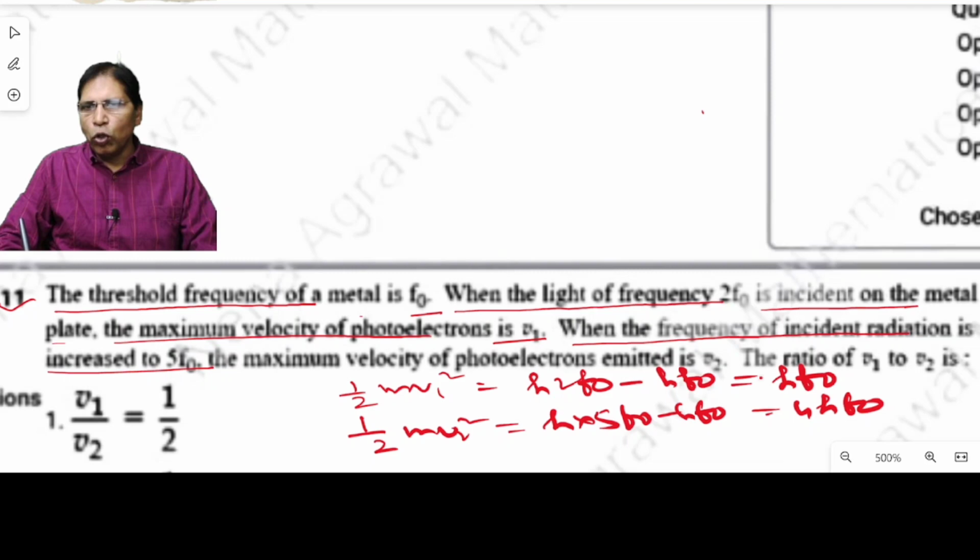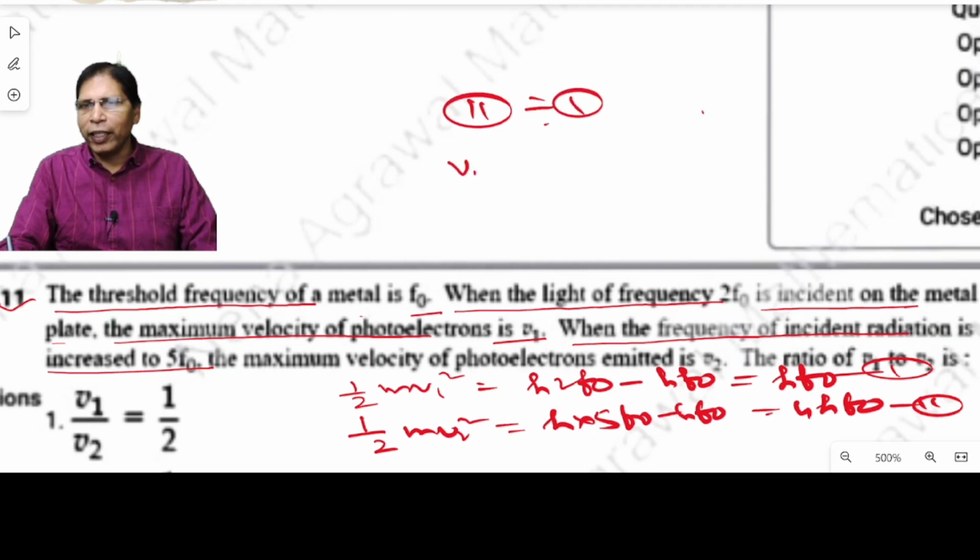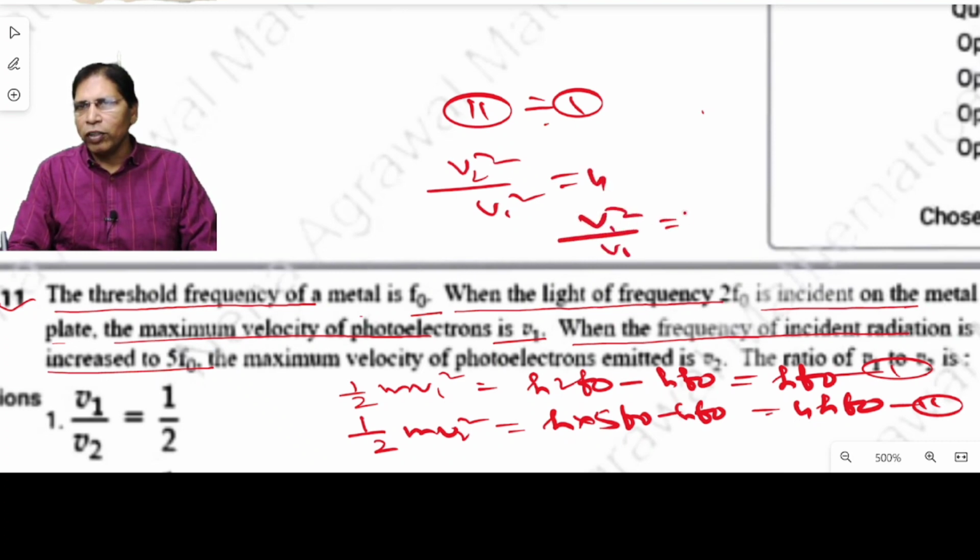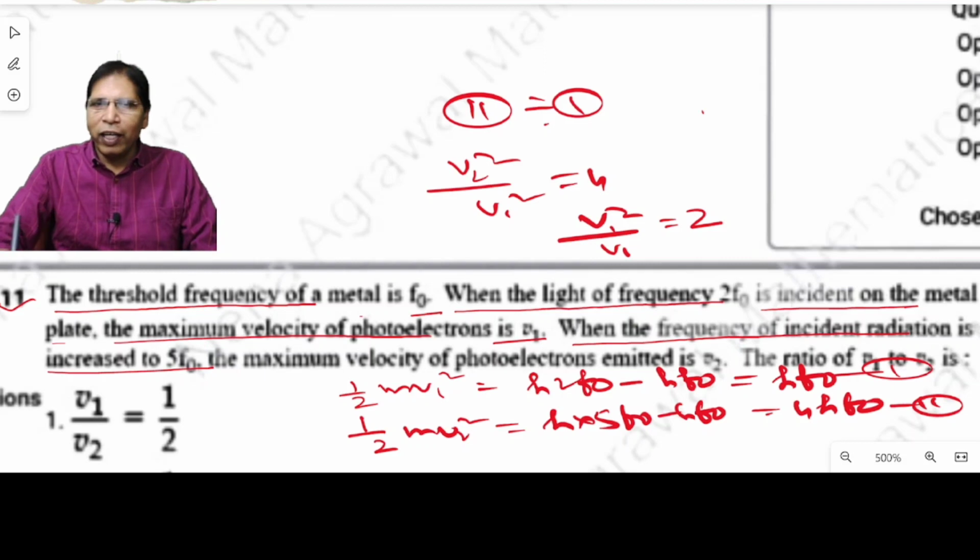Okay, so look at this. If we divide equation 2 by equation 1, we get v2 square by v1 square equal to 4. So v2 by v1 equals 2. Okay, now option 1 is correct.